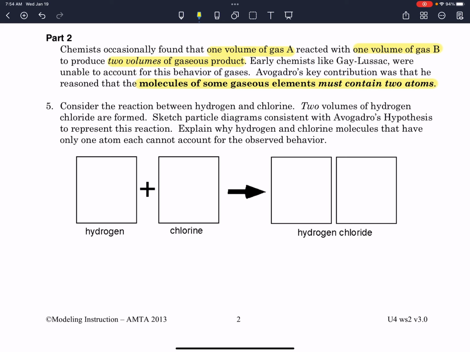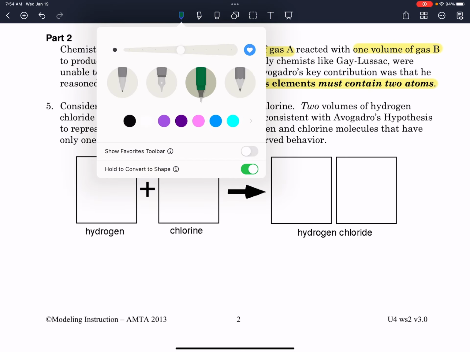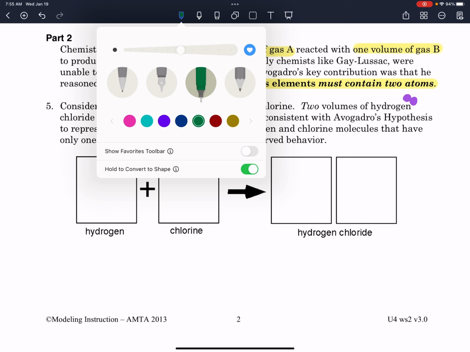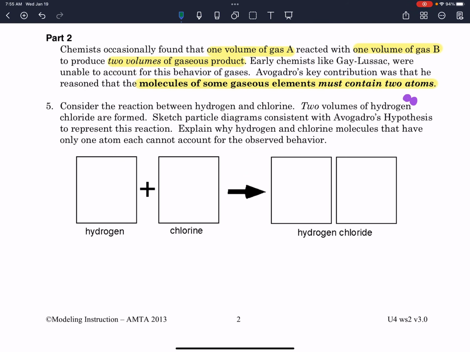So in part 2, what you're illustrating is hydrogen. Instead of as molecules made of 1 atom, you're illustrating hydrogens as molecules of 2 atoms. And instead of illustrating chlorines as molecules of 1 atom, you're illustrating chlorines as molecules of 2 atoms. And seeing if this can produce 2 volumes of hydrogen chloride.